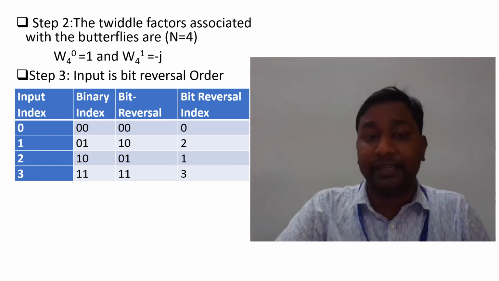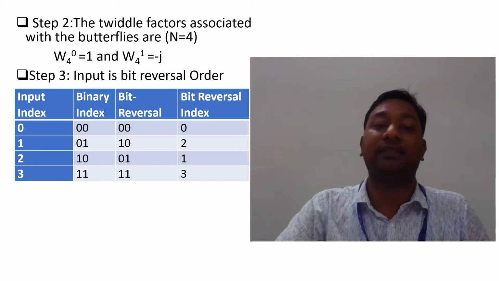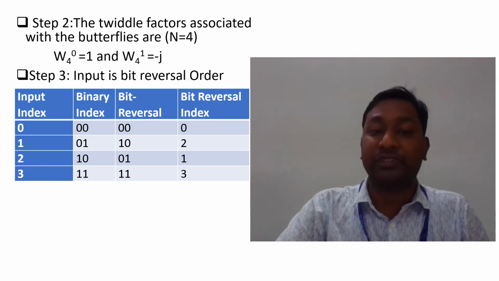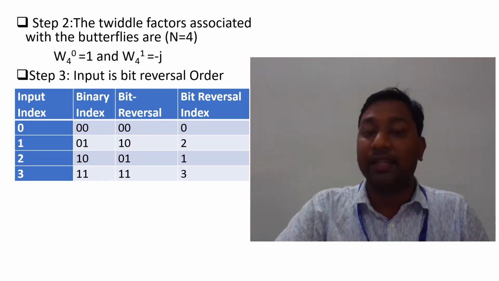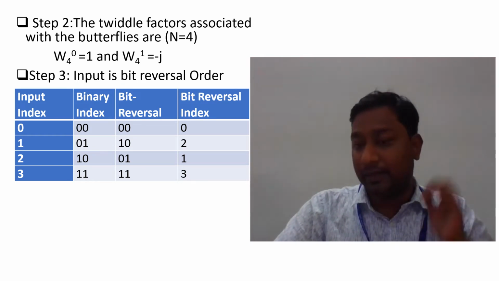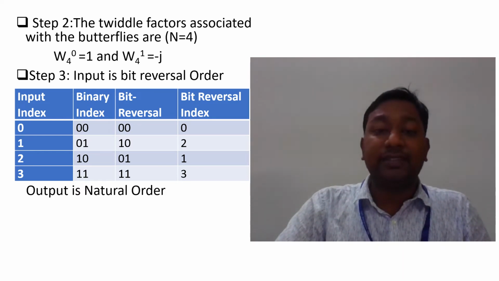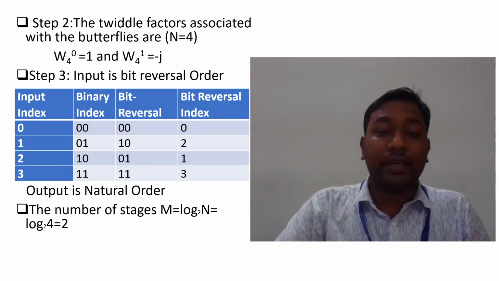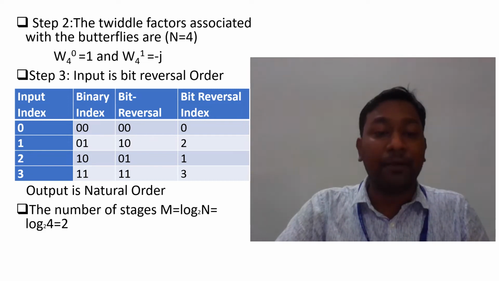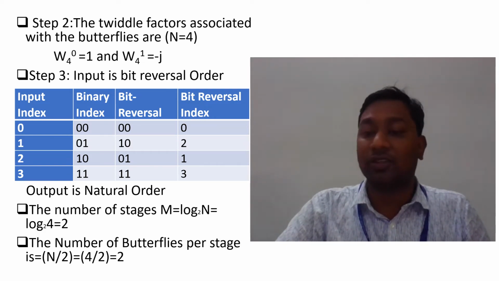If the number of indices is 8, then the binary index value will increase, going from 0 to 7, and then we do the bit reversal. We will see those things for N equal to 8 in another lecture. Now the output is in natural order. The number of stages m equals log N base 2, so the number of stages is also common, that is 2, and the number of butterflies per stage is 2.